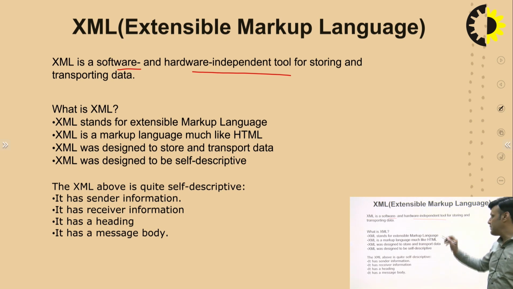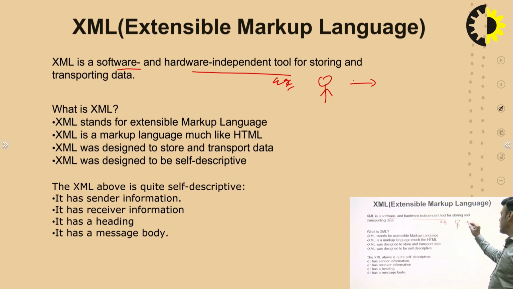Now let me explain with the help of an example. For example, there are two friends talking to each other. Okay, two friends are talking to each other.